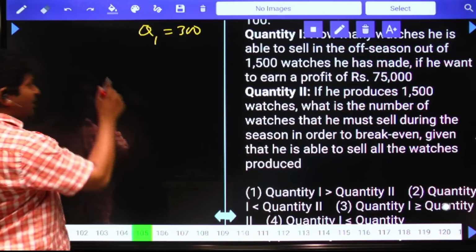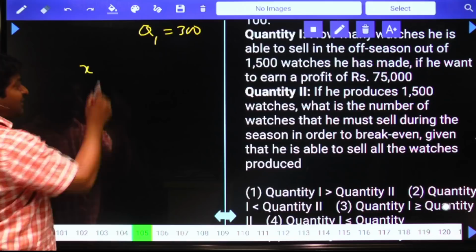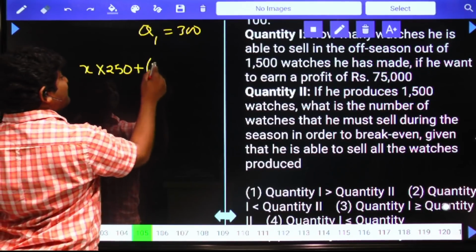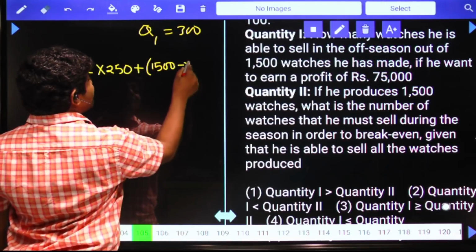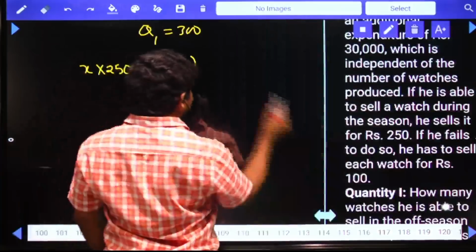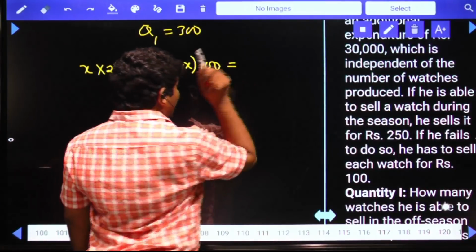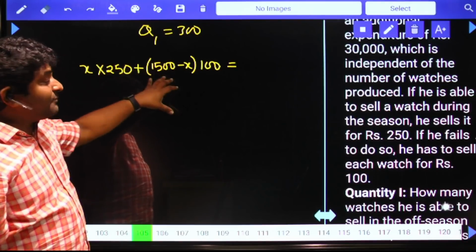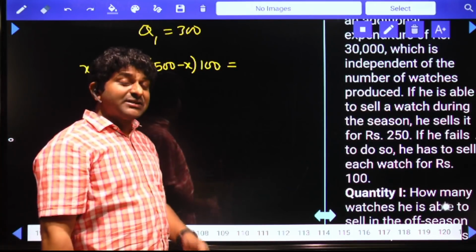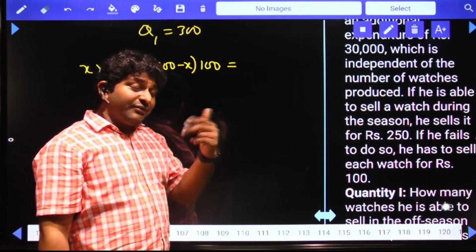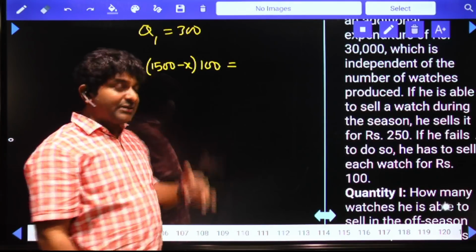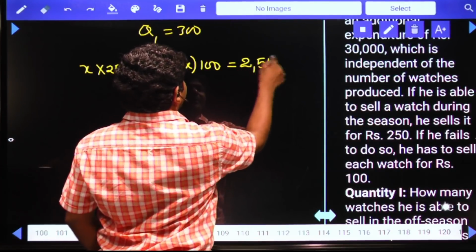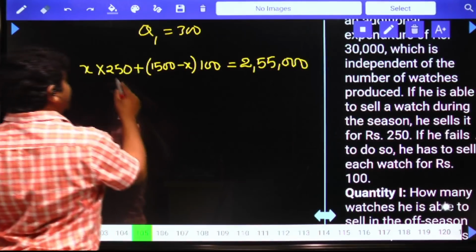During on season, he is selling X watches, each for 250 rupees. And during off season, he must sell 1500 minus X watches, and each watch price is equal to 100 rupees. By selling these, he must get no profit, no loss, which is 2,25,000 as cost price and 30,000 as fixed price. That is equal to 2,55,000.